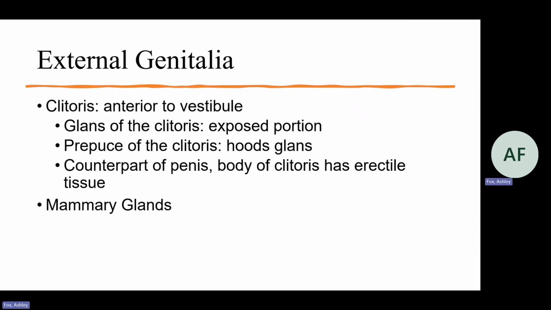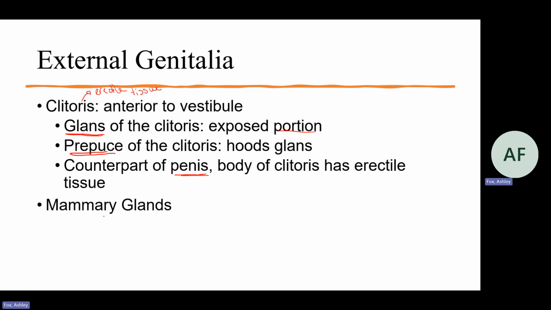Looking more specifically at external genitalia, we have the clitoris, which is the erectile tissue of the female. So it has similarities to the male penis. Remember, we had a prepuce, or the foreskin, of the penis. There's a prepuce of the clitoris. We have a glans of the penis, and we have a glans of the clitoris. So there's an exposed portion, which is the glans, and then there's tissue that's covering it. Again, it's erectile tissue, which is similar to the penis.